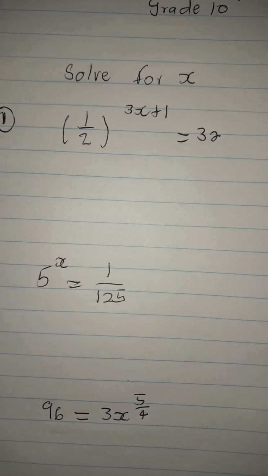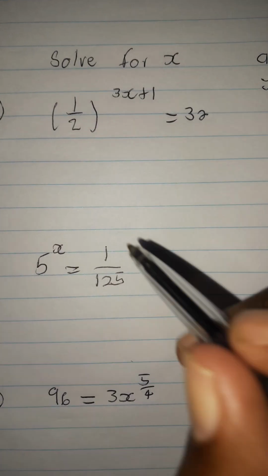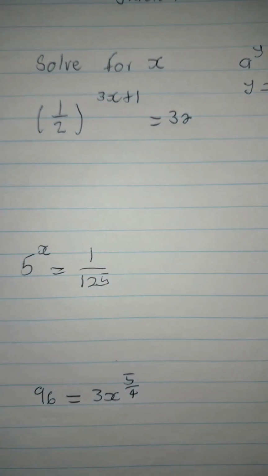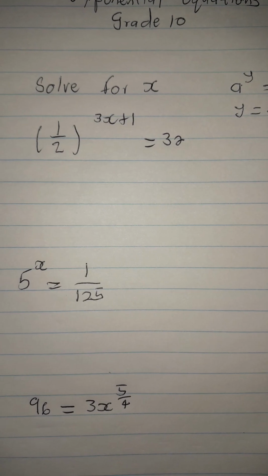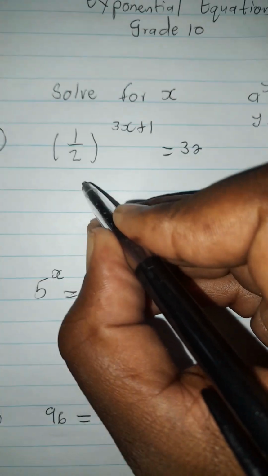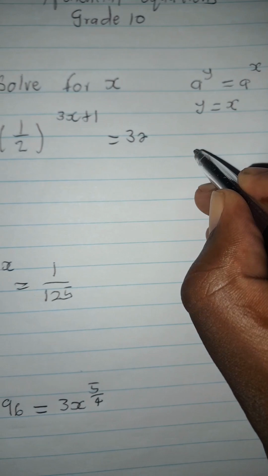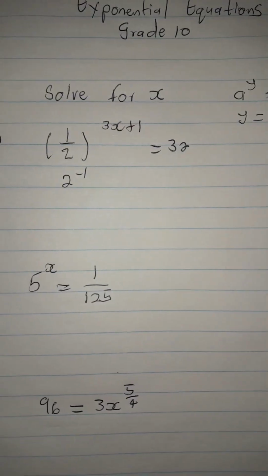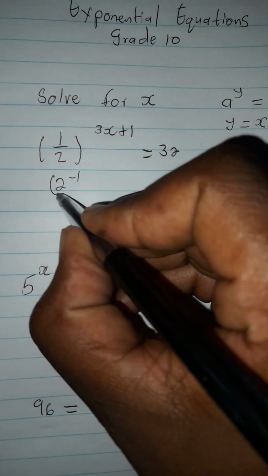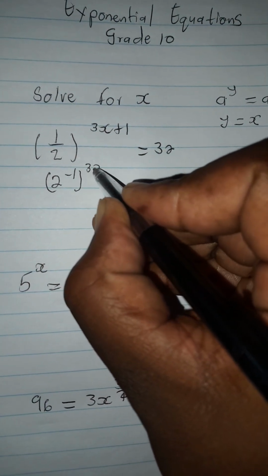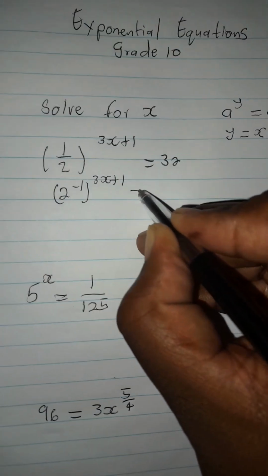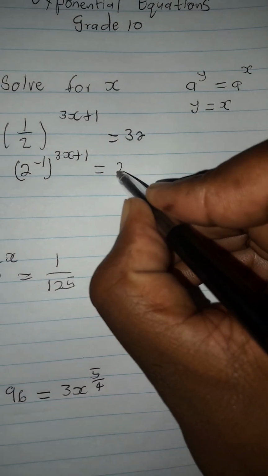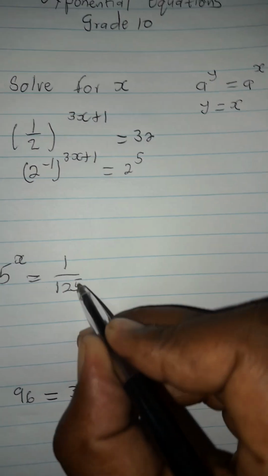So let's get to the first equation of today. In the first equation, we can see that the bases are not the same. It is our duty to make them the same. First thing, we can change this fraction. Half is the same as 2 to the power of negative 1. This is 3 to the power of 3x plus 1. When you change 32 into exponential form, it will give you 2 to the power of 5, right?